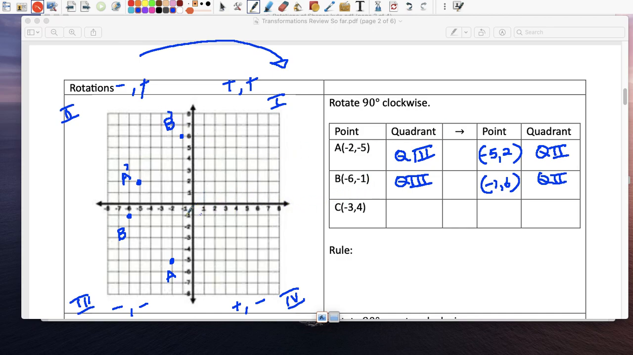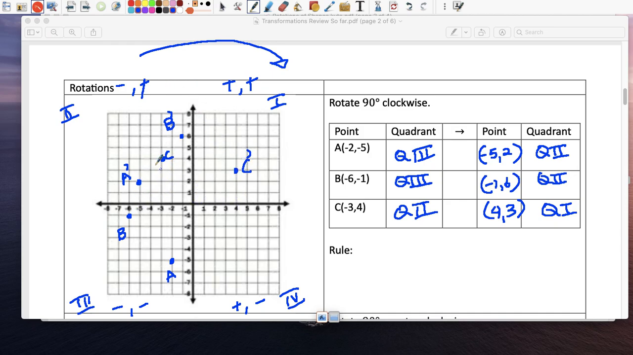C is negative 3 and 4, so here's C. And C is in quadrant 2, be careful. If C is in quadrant 2, where is it going to end up? It ends up in quadrant 1. Negative 3 and 4 switch positions, and in quadrant 1 everybody's positive, so that ends up being the final number. So 4 and 3 is right here, and this is C prime.